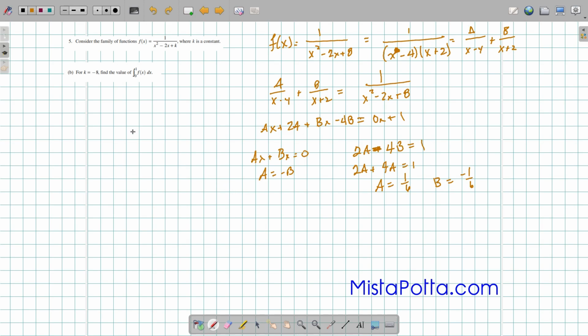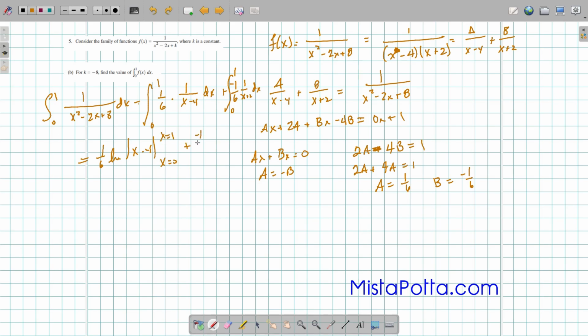So going through this integral here, if I want to integrate from 0 to 1 this 1 over x squared minus 2x plus 8 dx, I can write this as the integral of 1/6 times 1 over x minus 4 dx plus the integral of negative 1/6 times 1 over x plus 2 dx. And I'm integrating each of these from 0 to 1. So this is going to be 1/6 times the natural log of x minus 4, which I'm evaluating from x equals 0 to x equals 1.